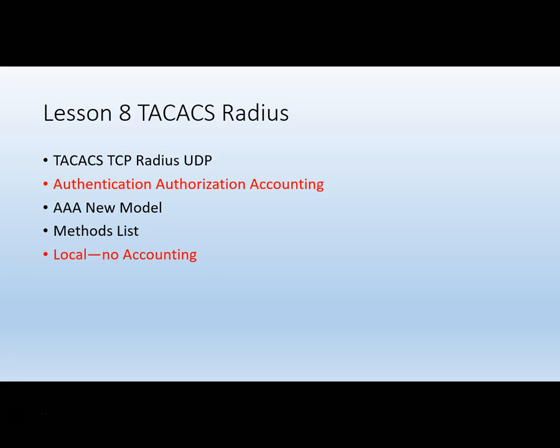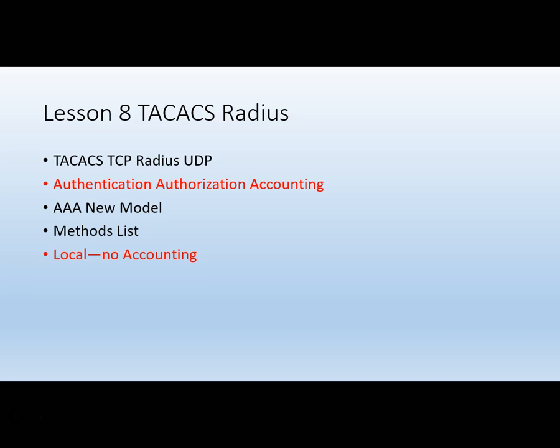TACACS is Cisco proprietary. TCP, probably a little more responsive to Cisco devices than Radius is. In order to use these devices, we have to establish a new AAA, a new model for AAA. So we go in and use the aaa new-model command, and after that we do a methods list. The methods list is just a list of authenticating procedures that we're going to use in order of precedence. And it doesn't mean that if I log on and have a bad logon, forgot my username and password, that'll go on to the next one.